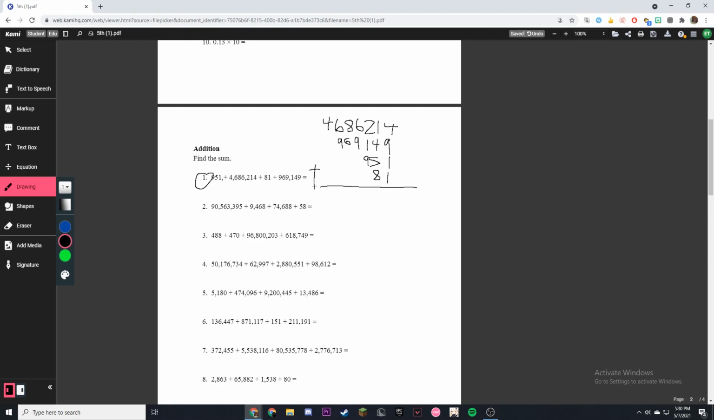Okay, when we add, we go from right to left. So to begin with, we have the numbers 4, 9, 1, and 1. If you add all of this up, it will become 15. And so we put the 5 here, carry the 1 up here.